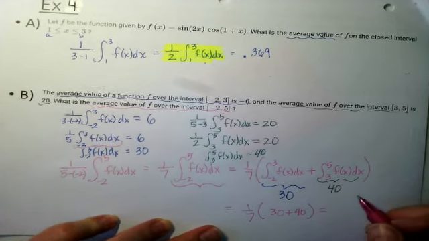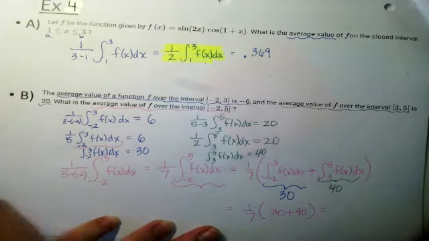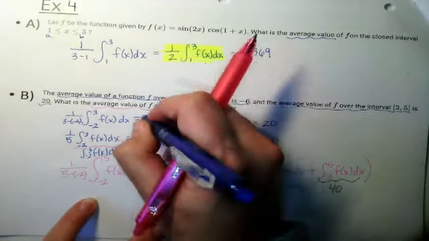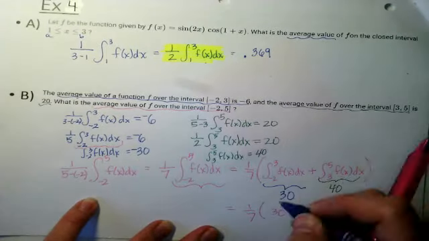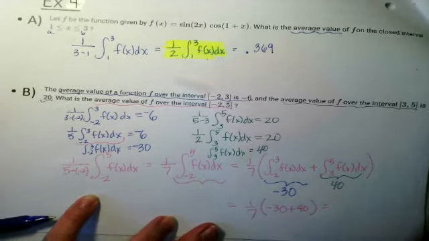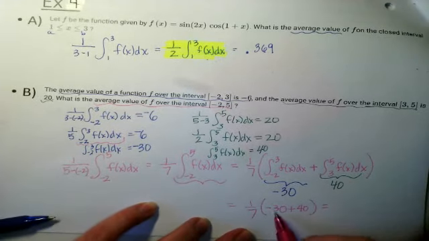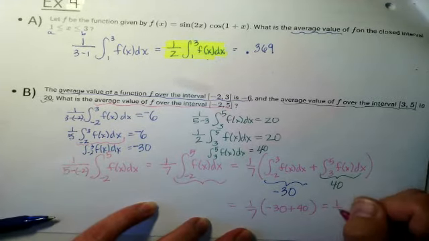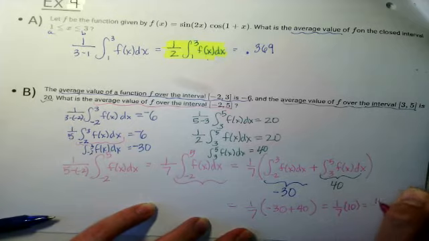Did I drop a negative again? I did. My God, that is the second time I've done that. -6, -6, -30. Oh, good Lord. Sorry about that, guys. All right. -30 plus 40 is 10. 1/7 of 10 is 10/7.